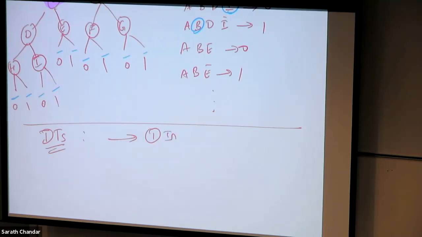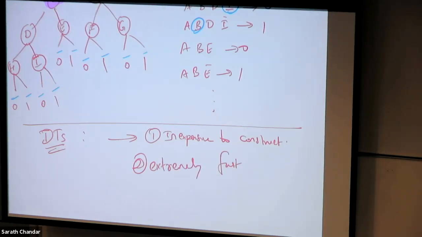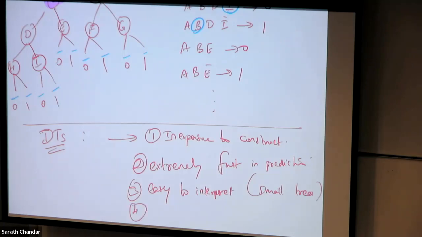Now, in general, to summarize so far, the biggest advantages of decision trees are, first of all, they are inexpensive to construct. You can do these things very fast. You will see that when you're doing scikit-learn. They are also extremely fast in prediction, and they are also easy to interpret. Well, of course, only for small trees.